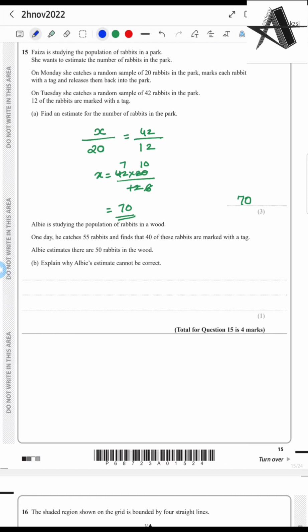See, it's an obvious thing. He caught 55 and he said that 50 rabbits are in the wood. So it's not possible. From where did the 5 rabbits come then? So it's not possible, as he caught 55 rabbits and 55 is greater than 50.